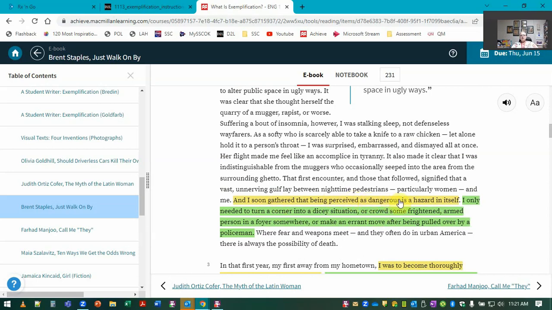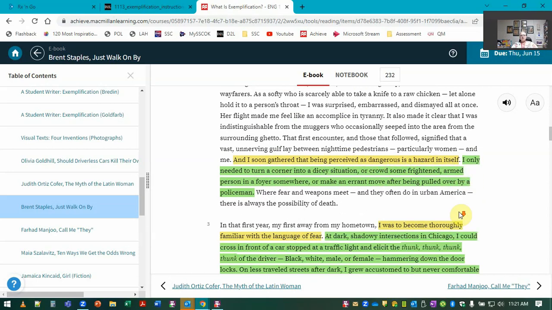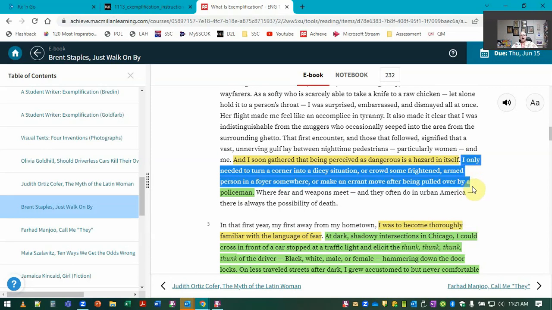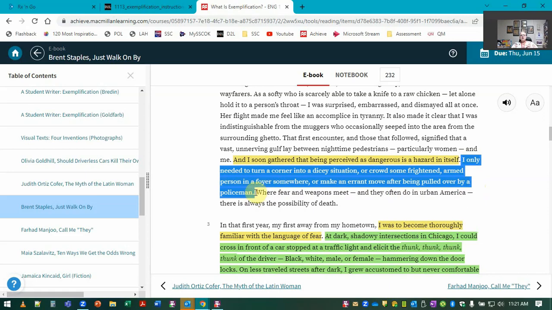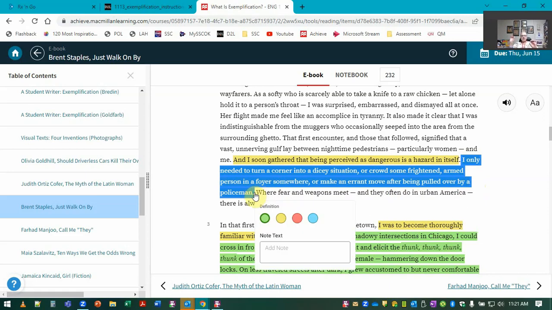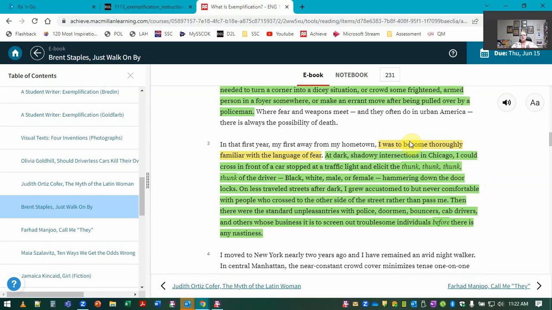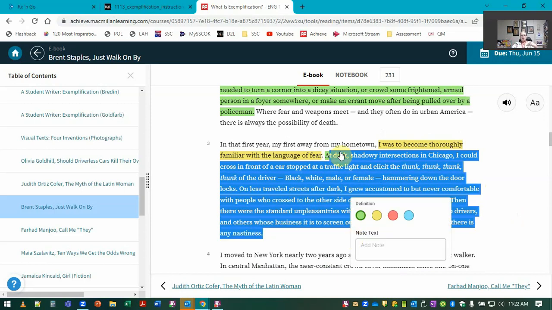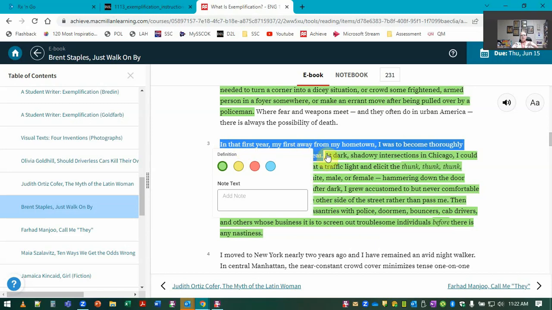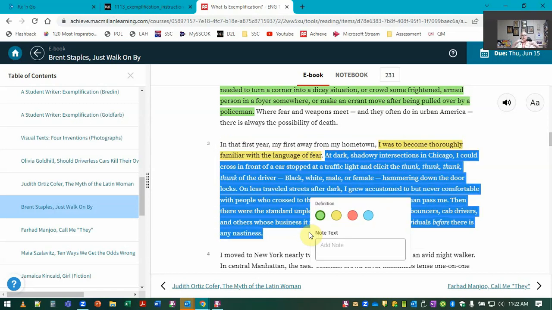Here, "I soon gathered that being perceived as dangerous is a hazard in itself." And then he tells us something about that. "I only needed to turn a corner into a dicey situation, or crowd some frightened, armed person in a foyer somewhere, or make an errant move after being pulled over by a policeman." So he gives us three different examples briefly. They're not huge, but they're enough to give us some examples of these dangerous situations where he might be perceived as a threat, right? "And then I was to become thoroughly familiar with the language of fear." And then look, here are all of these examples, right? So this is his topic sentence, right? And now the paragraph is going to give us all of these examples of where he was thoroughly becoming familiar with the language of fear, right?